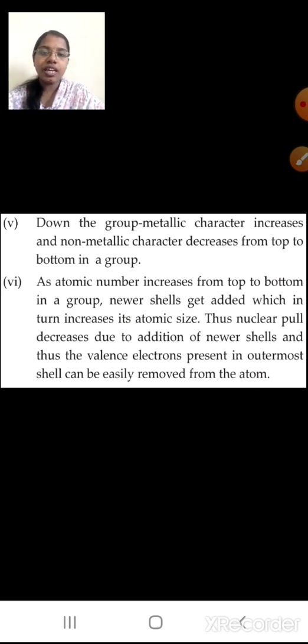Yes, in a group, if you see from top to bottom, size is increasing. Size is increasing means shells are increasing. Shells are increasing means what? Nuclear pull is decreasing. So now easily whatever the valence electrons are there, they can be pulled outside. Yes, so what is happening? Metallic character is increasing and non-metallic character is decreasing.